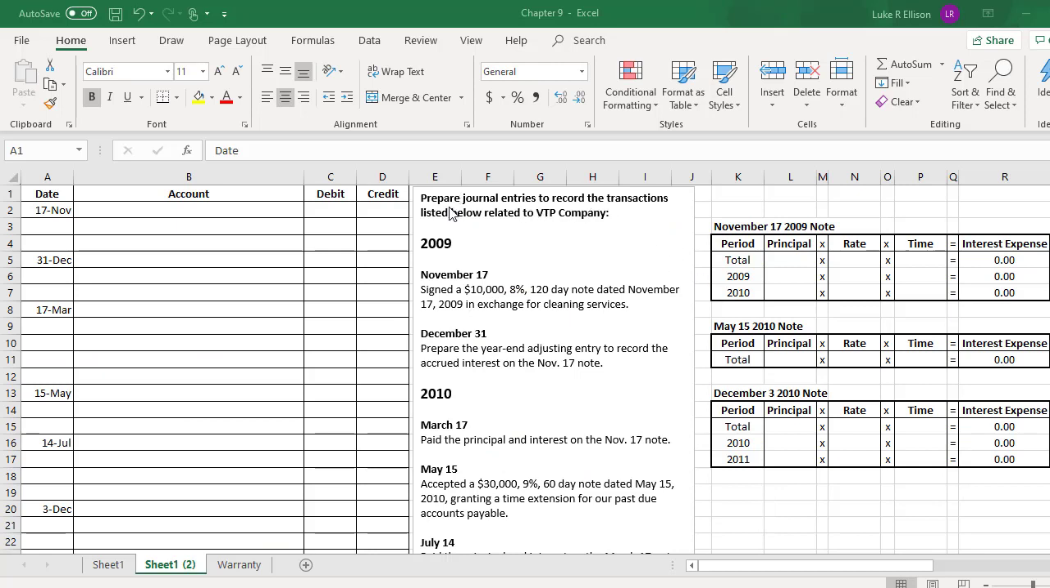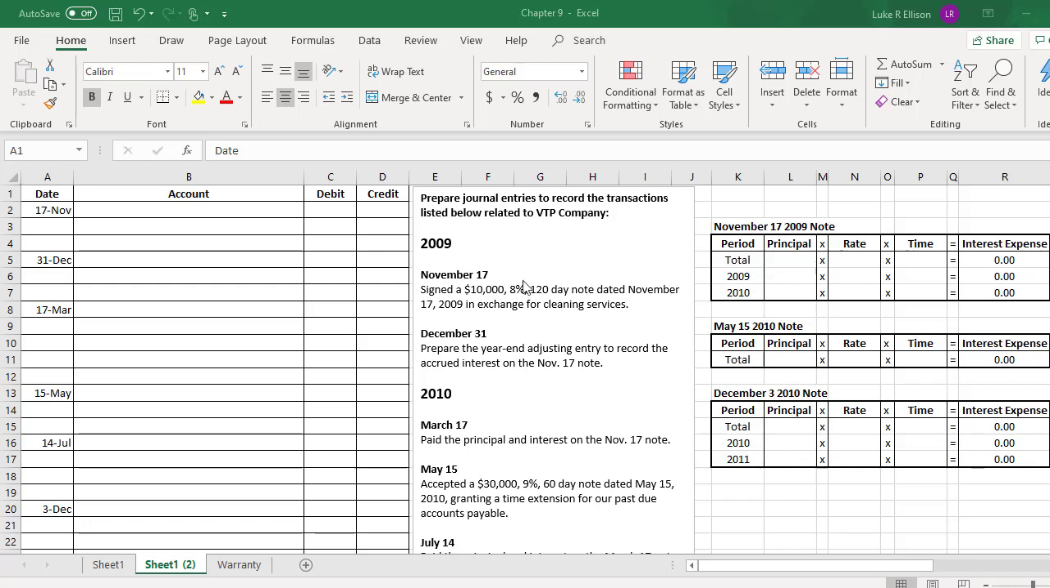The problem says, prepare the journal entries to record the transactions listed below related to VTP Company. So in 2009, on November 17th, we signed a $10,000, 8% 120-day note dated November 17, 2009 in exchange for cleaning services. So before we record the first journal entry, let's calculate the interest related to this note. So we're going to calculate the total interest, the interest for 2009, and the interest for 2010.